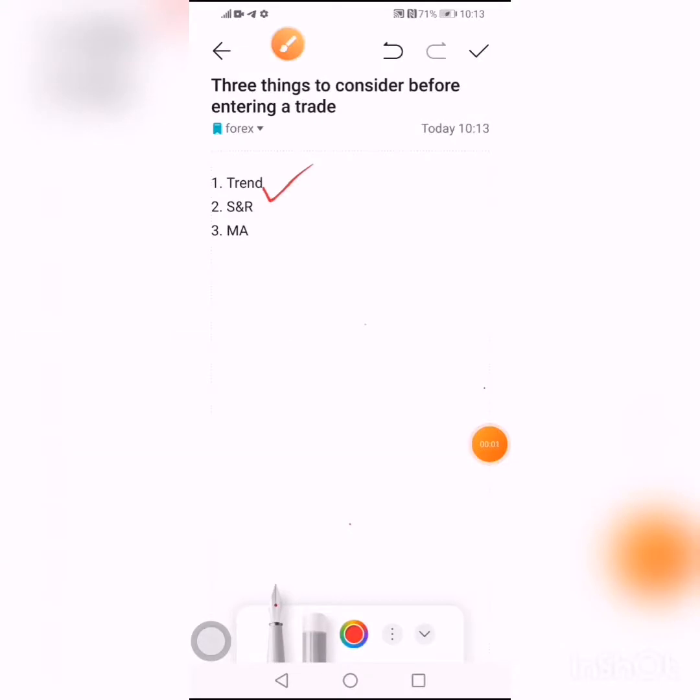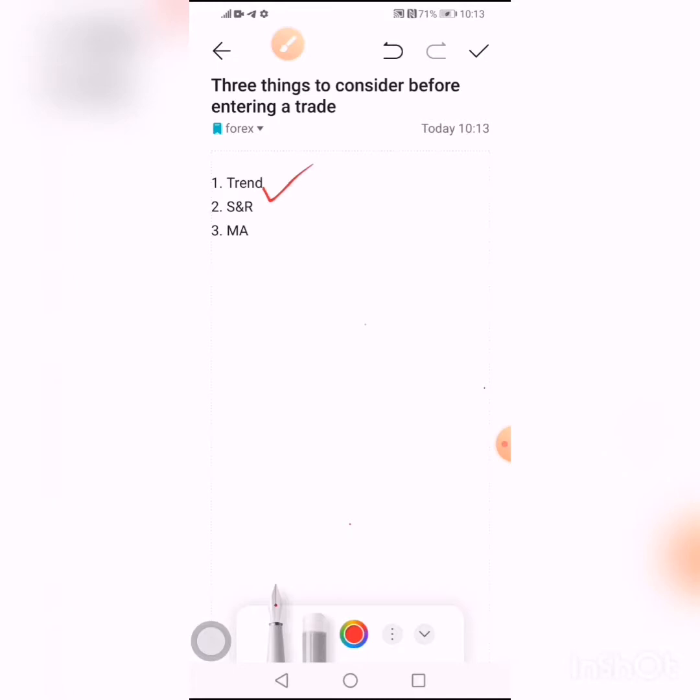Yo, quickly this morning, I want to give you three things that you need to consider before entering the market this morning so that you stop losing your money. It's high time that we stop losing money in this market. We must start gaining.